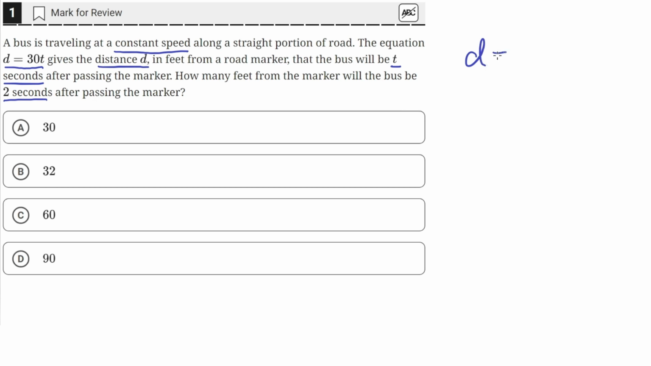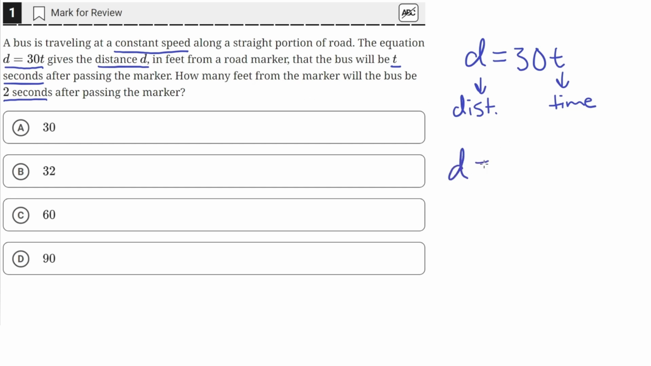So we have this equation, d equals 30t, that gives us the distance as a function of the time. And we need to find out how many feet the bus will travel after 2 seconds when it passes the marker. So we can just use this equation and plug in a value of 2 for the time to find the distance that the bus travels from the marker.